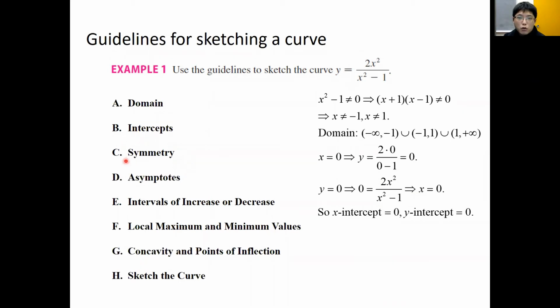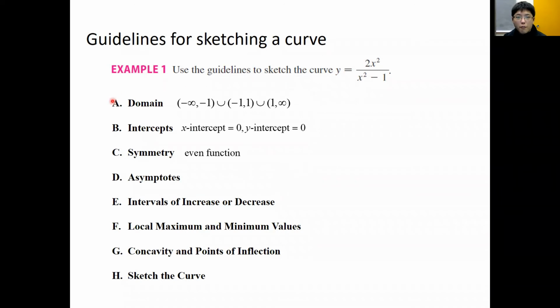To investigate symmetry, let's start by substituting x by minus x. This is what I will obtain. Simplifying this, and noticing that minus x squared is precisely x squared, what I get is precisely my original function. So this tells me that the function is an even function. To sketch the curve, all we need to do is focus on the case when x is positive. This is the information we have obtained in the previous slide.